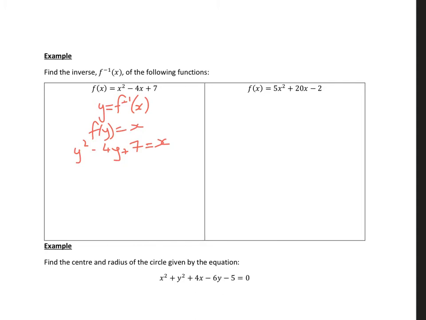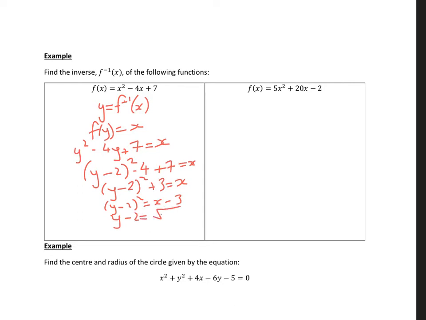So the way we find inverses or rearrange with quadratics is to complete the square. So y minus 2 squared minus 2 squared, so minus 4 plus 7 is x. So y minus 2 squared, minus 4 plus 7 is plus 3, is x. Now I can rearrange it, so take away 3 from both sides. So x minus 3, square root both sides. When I'm talking about functions, I just want the positive square root, and add 2 to both sides. So 2 add root x minus 3.